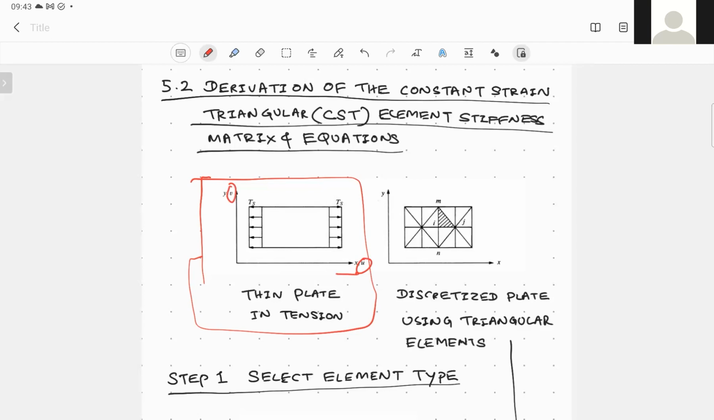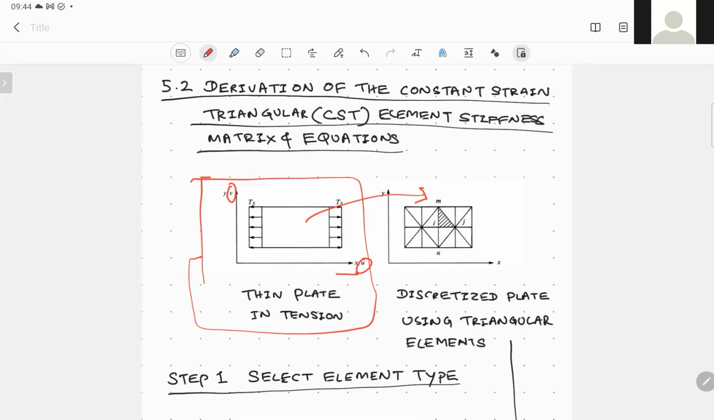Whatever displacement in y direction, we define it by function v. Then we are now trying to discretize this problem by considering small finite triangular elements. We call it a constant strain triangular element because the strain throughout this element is constant. This is the simplest form that we can consider, and you can see that the total element has been broken into small triangular elements.